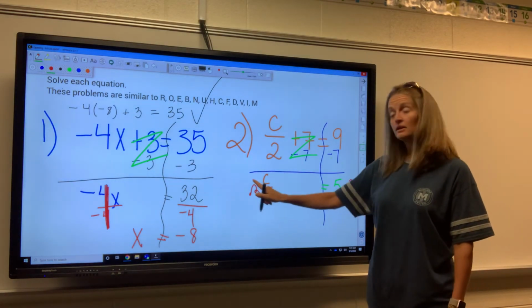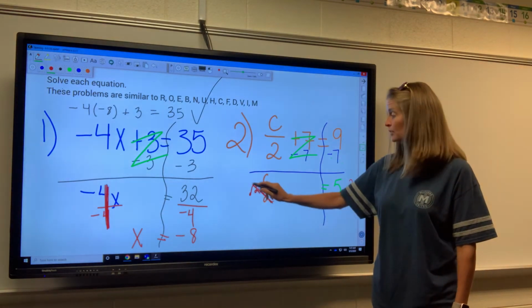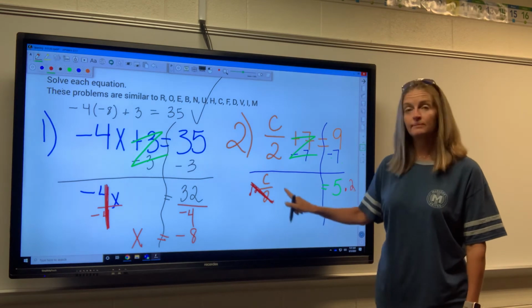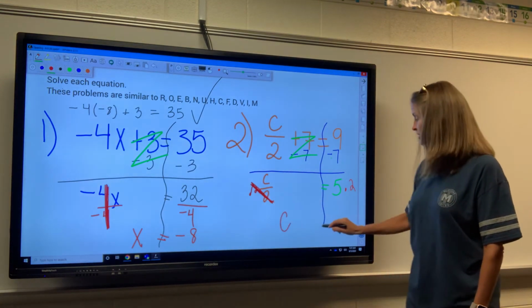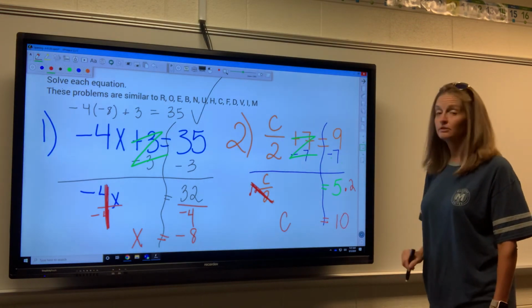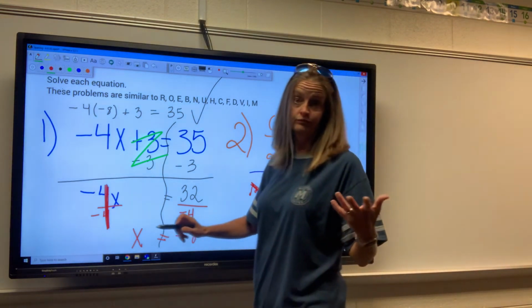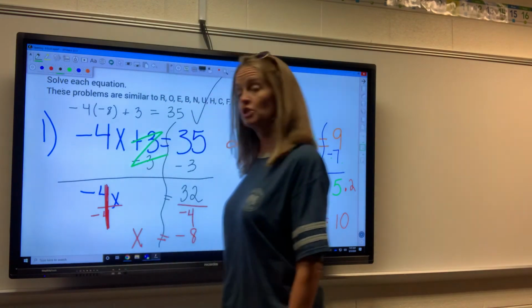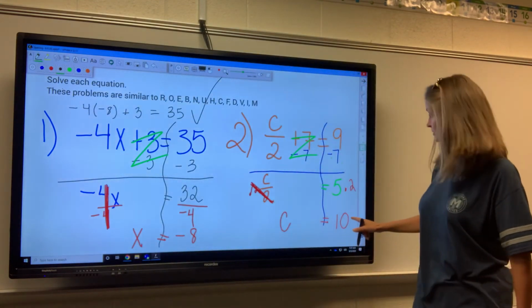The reason you do that is to get rid of that 2, so it becomes a 1. What's left on this side? C. Still didn't touch the C. 5 times 2 is 10. Are you so sure about that? You have a tool in your possession. Check yourself before you wreck yourself.